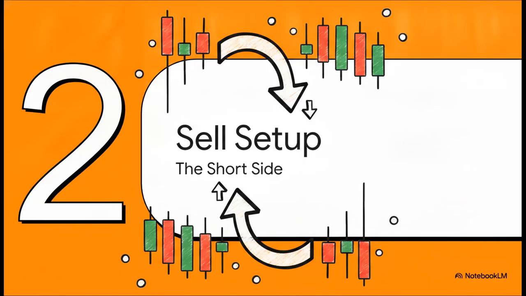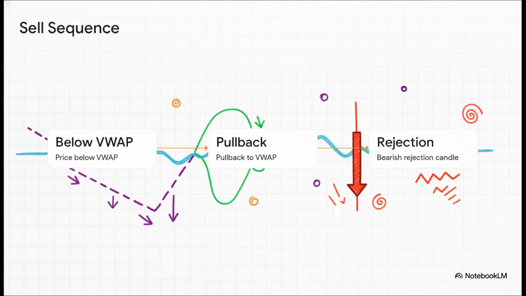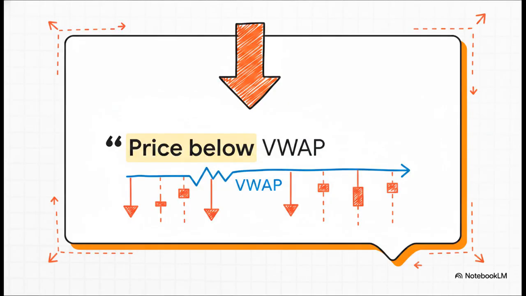Moving right along to part two, executing the sell setup, or the short side. So just like the buy side, we've got a strict chronological sequence of 3 steps here. 1. Price below VWAP. 2. Pullback to VWAP. And 3. Bearish rejection candle. The rhythm perfectly matches what we just learned, but everything is precisely inverted. It's kind of like walking on the ceiling. This builds our short premise perfectly.